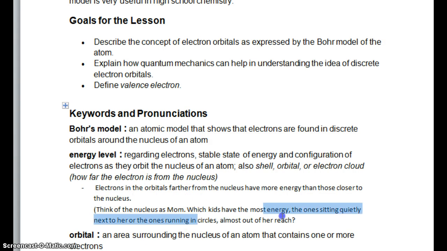Okay, those naughty little electrons running way out there going around and around and around, right? They have lots of energy. They're going crazy. Versus the electrons that are close to the nucleus, which are still moving, but they have less energy.